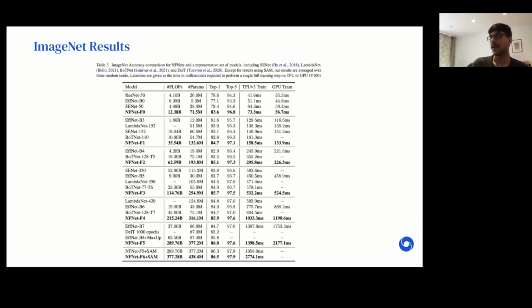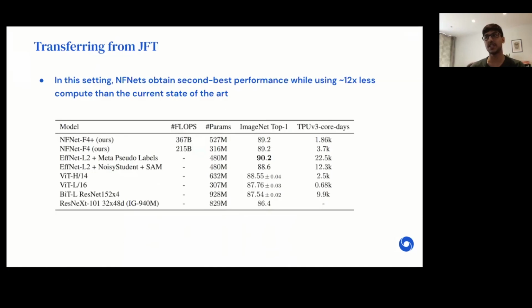And we also tried again transferring from JFT with these larger models. And we see that we attain a second best performance on the leaderboard. We get an 89.2% top one accuracy on ImageNet. This is slightly lower than the 90.2 that the Meta Pseudo Labels paper gets, but it does use 12 times less compute than that paper.